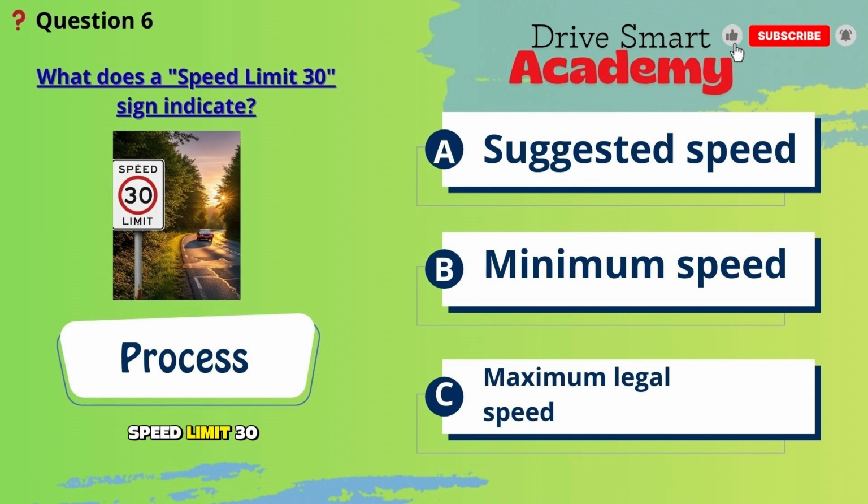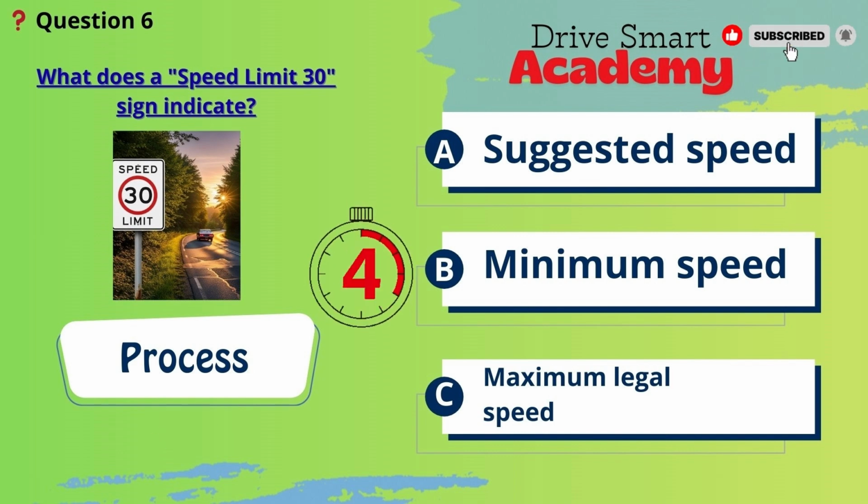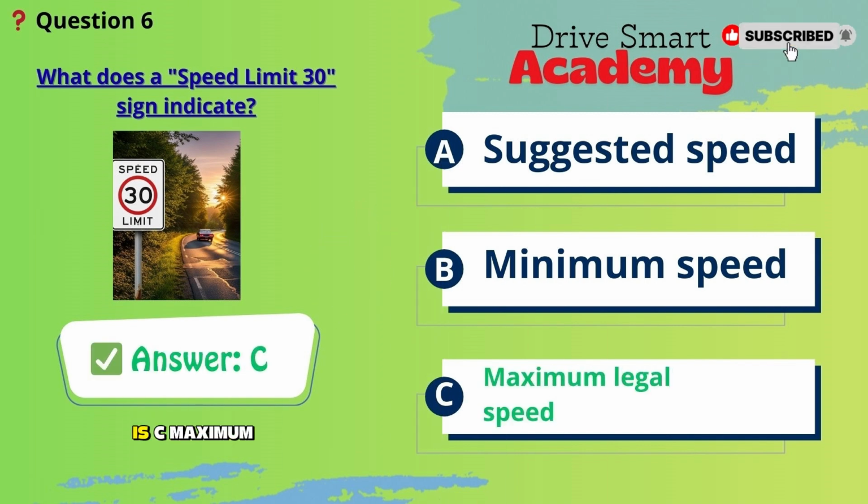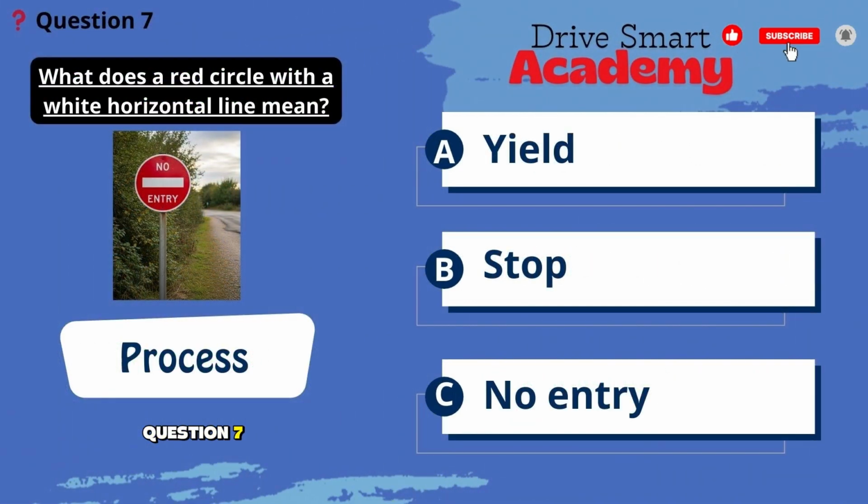Question 6. What does a speed limit 30 sign indicate? A. Suggested speed. B. Minimum speed. C. Maximum legal speed. The correct answer is C. Maximum legal speed.